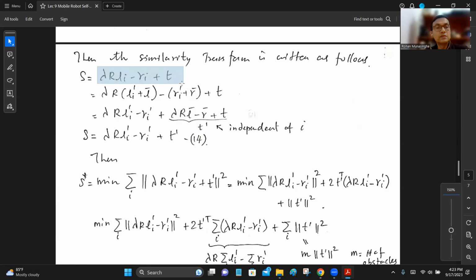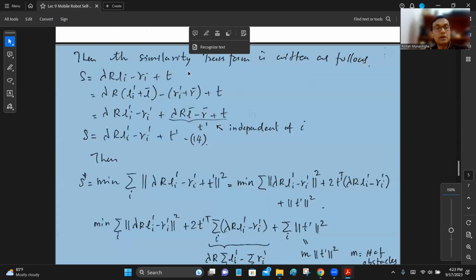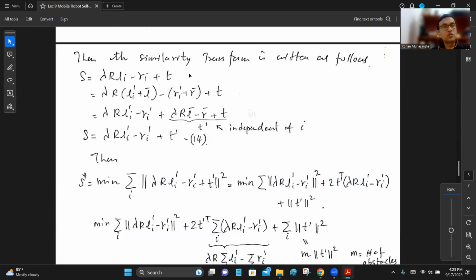In fact, this transformation, right? This transformation brings individual measured landmarks... okay, the other way around. This transformation, right, is responsible to move the references and the landmarks as close as possible, right?